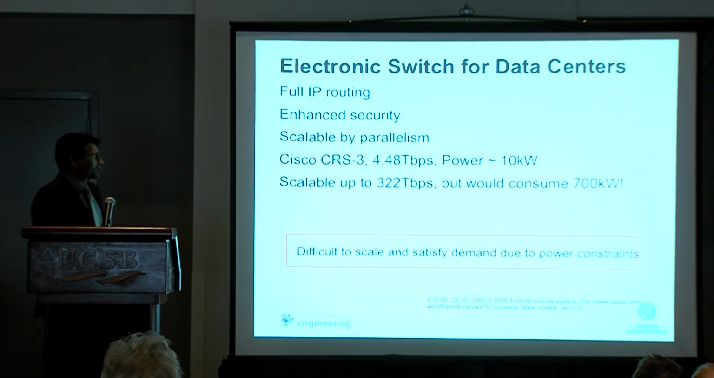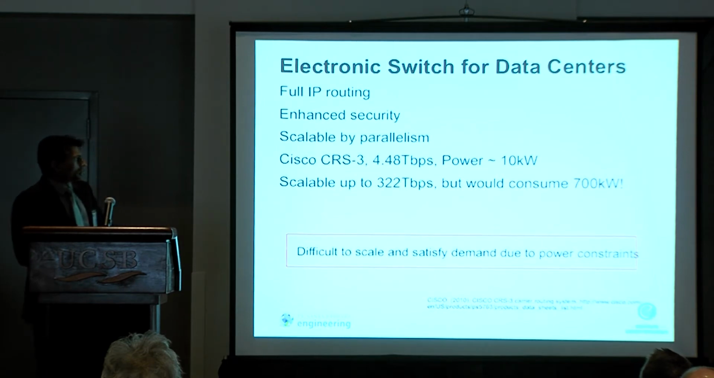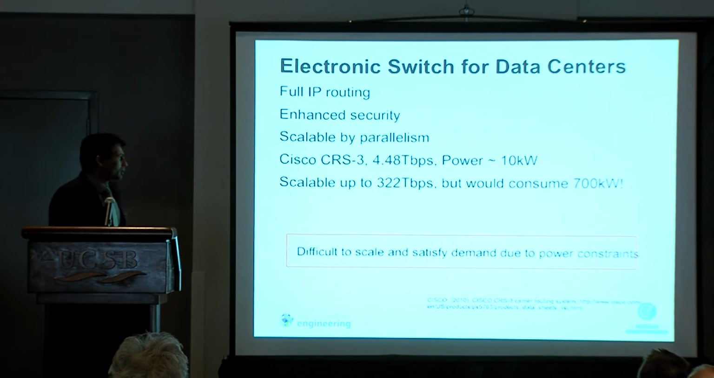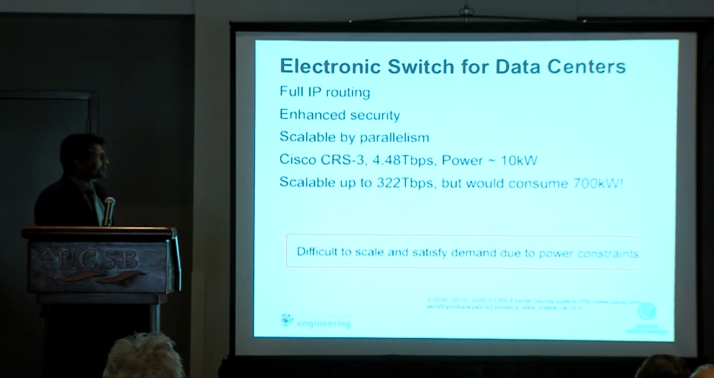If you look at the Cisco CRS-3, which is one of the most popular switch routers used in data centers, it does 4.48 terabytes per second, and it consumes about 10 kilowatts. If you wanted to scale this to 322 terabytes a second, which is the actual need, it would consume 700 kilowatts, which is kind of impractical. So it's difficult to scale and satisfy the demand because of the power constraints that this kind of system would impose on the data center.